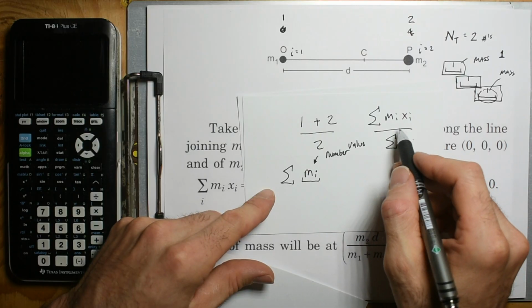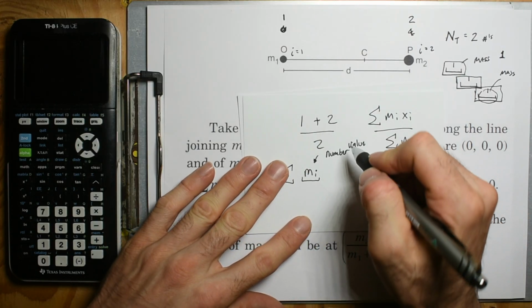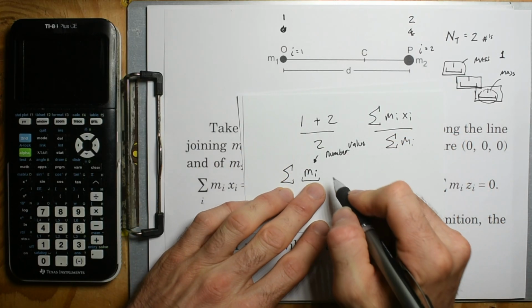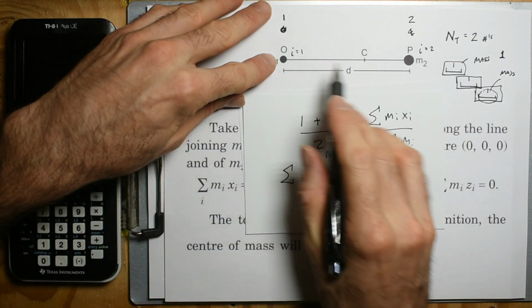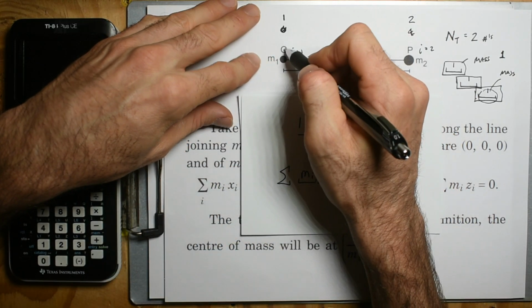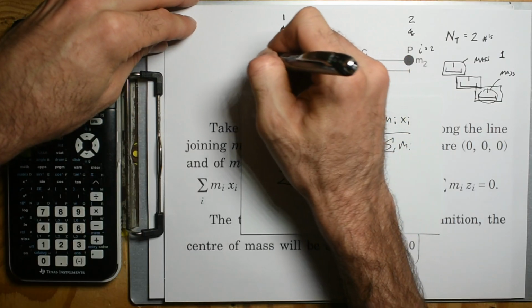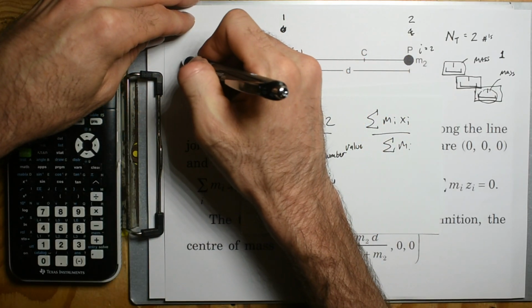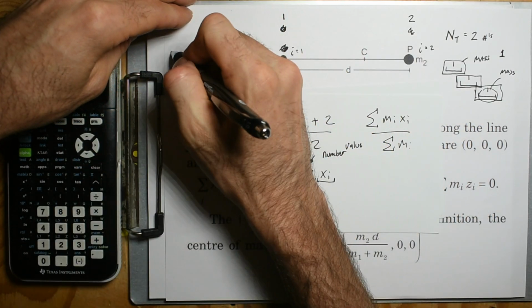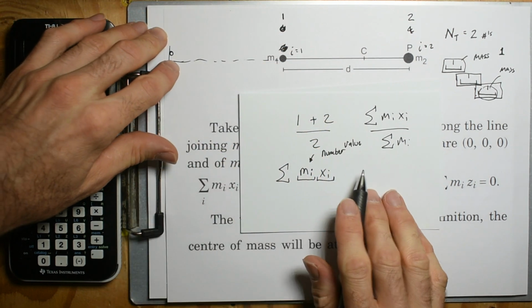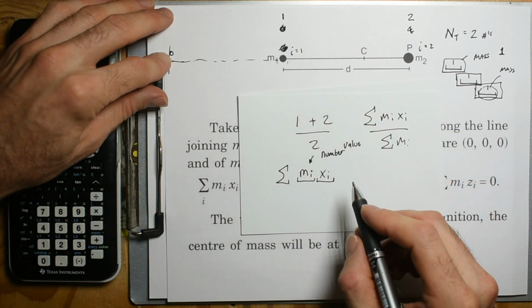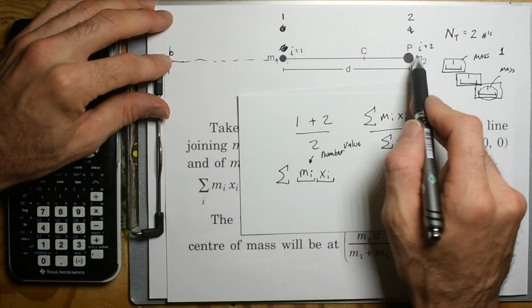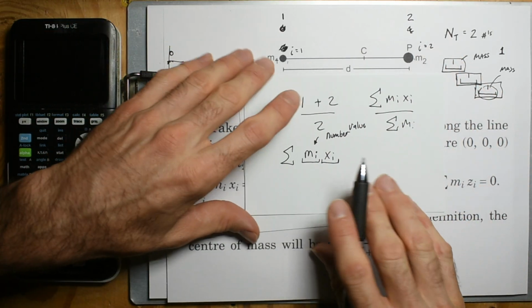Now, xi is the distance to that mass. So the distance xi to this first number, and let's get rid of this because our origin now is going to be over here. And then the distance to this first number is going to be 1, and the distance to the second number is going to be 2.